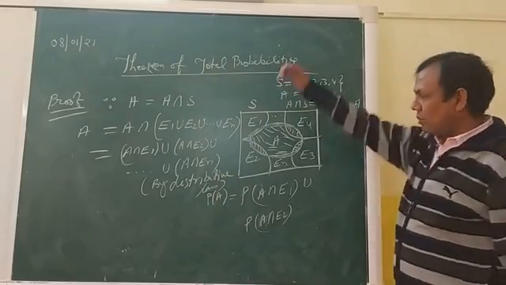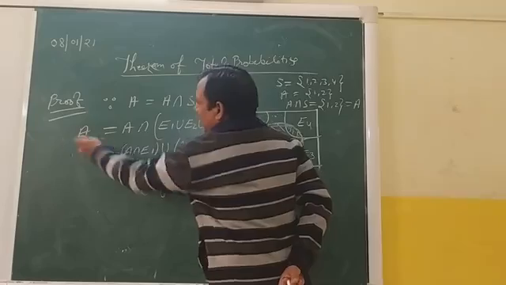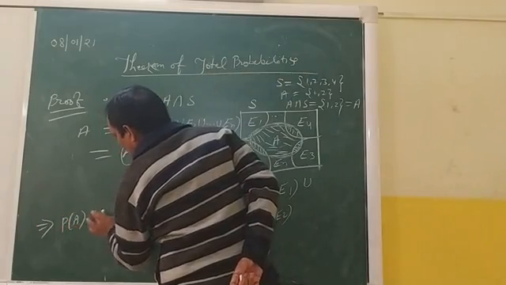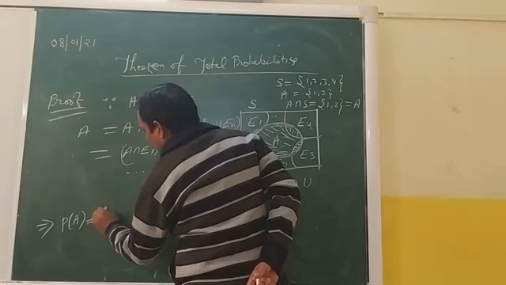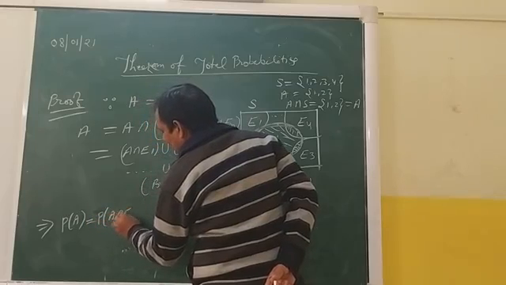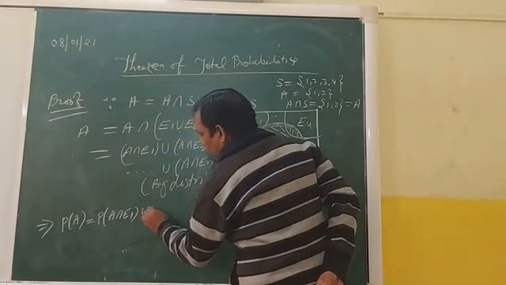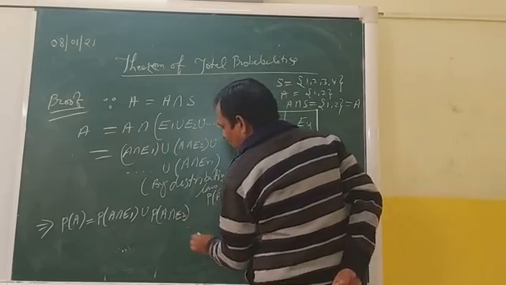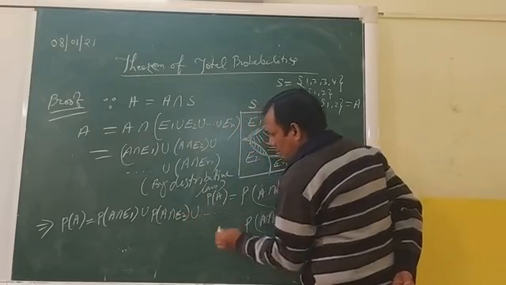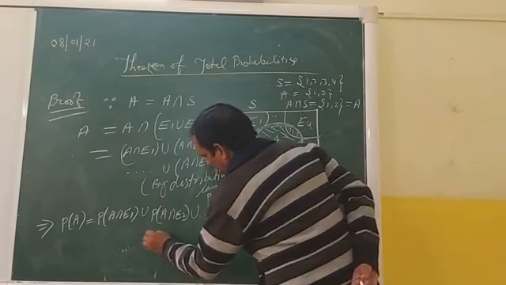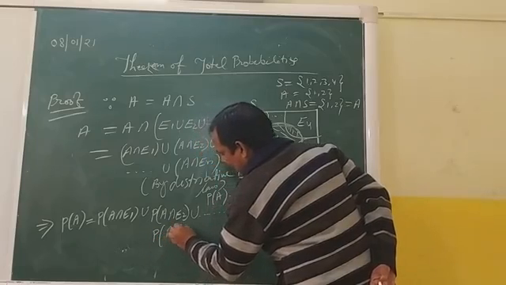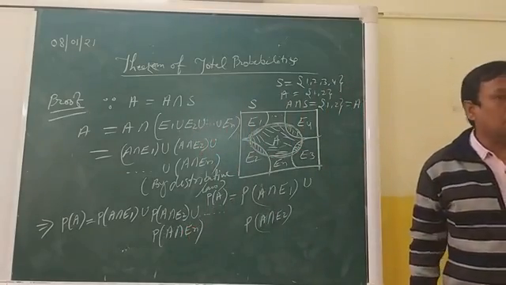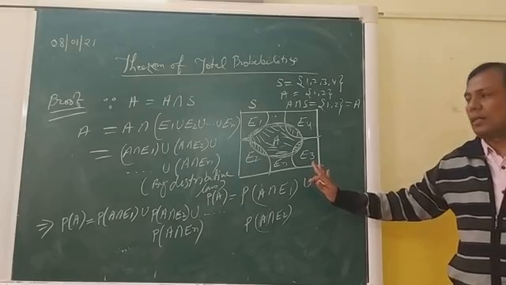Yes, sir. Now you tell me, if you take probability on both sides, then we will get PA equal to P of A intersection E1 union P of A intersection E2 union, and so on, union P of A intersection En. Can we write? Is it clear up to here? Is it clear? Yes, sir.